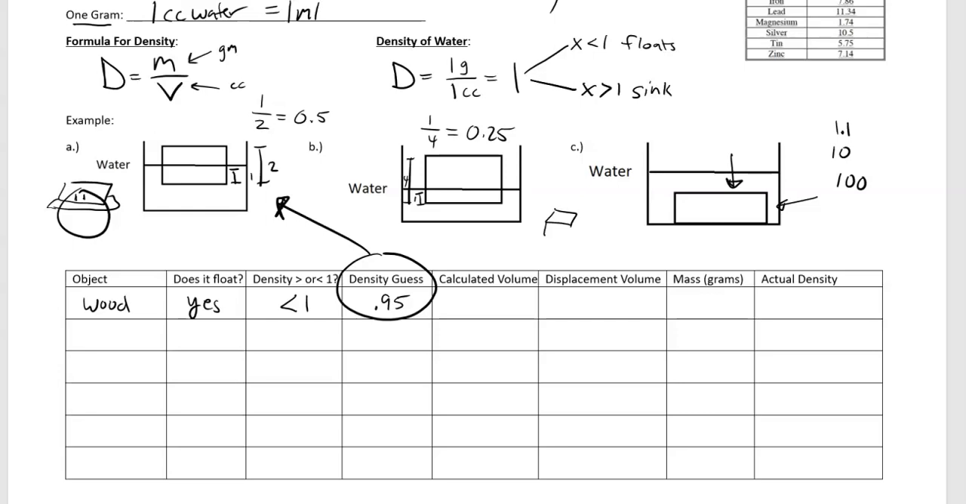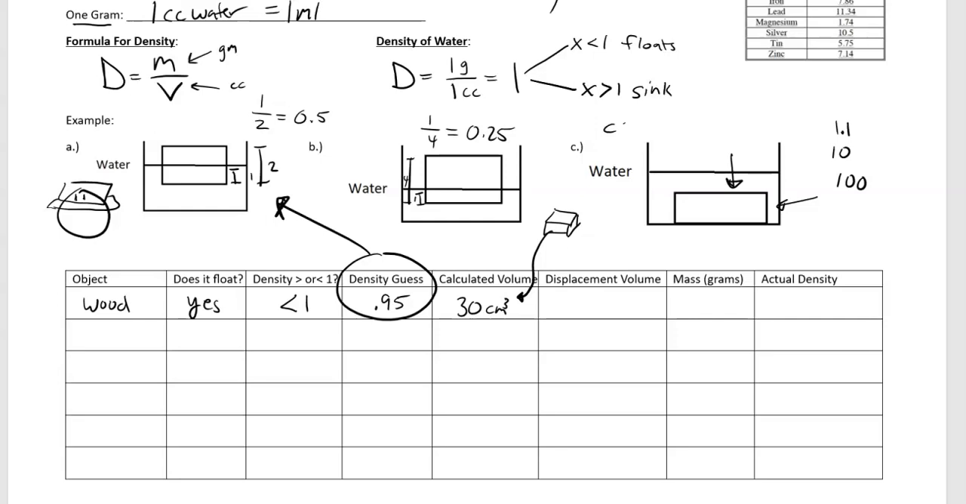If we had a rectangular prism like this, I wanted the students at least once to measure it out in centimeters and figure out what the calculated volume was. So let's say they figured out that it was 30 centimeters cubed. Now let me explain this whole displacement volume deal.